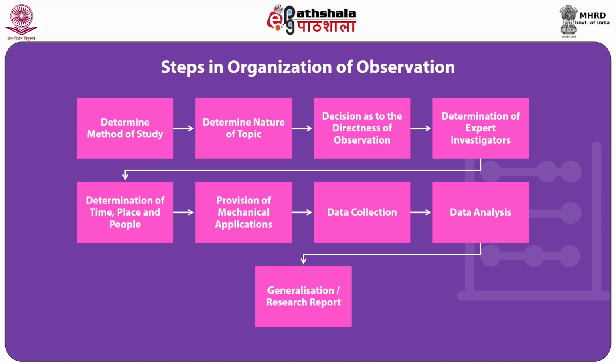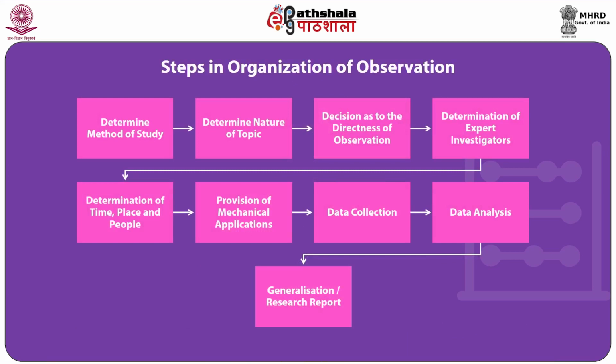Secondly, determination of the nature of the topic and the limits of observation. What exactly he has to observe has to be decided, and what the limits are while observing the particular phenomena also has to be learned by the observer or researcher. Thirdly, decision as to the directness of observation. The researcher also has to decide how directly he can observe the particular phenomena, whether from a closer place or a distant place, and what exactly he wants to observe has to be decided.